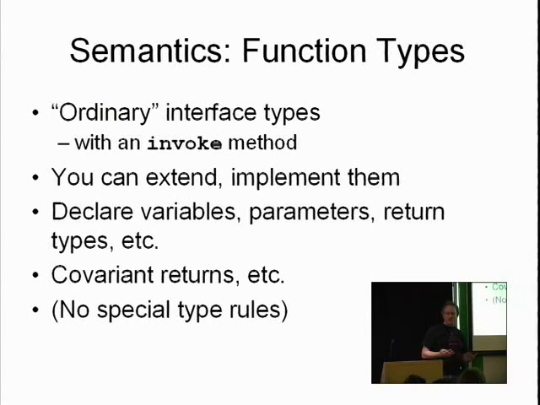And again, you can declare variables, parameters, return types. All of the things you can do with ordinary types, you can do with function types. And there are no special type rules for these function types. They simply obey the type rules of interfaces and generics. So now I'm going to tell you a little bit about closures.